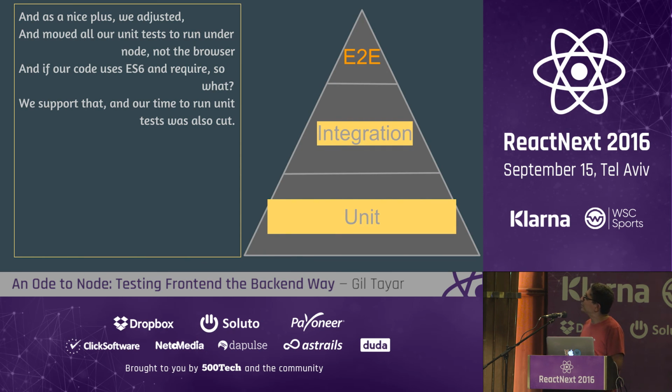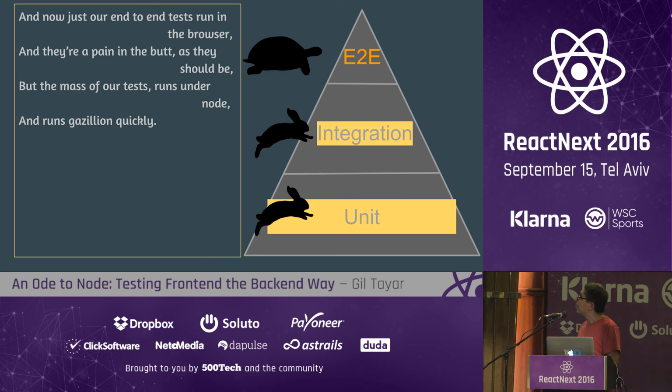And as a nice plus, we adjusted and moved all our unit tests to run under Node, not the browser. And if our code uses ES6 and requires, so what? We support that. And our time to run unit tests was also cut. And now just our end-to-end tests run in the browser, and they're a pain in the butt, as they should be. But the mass of our tests run under Node and run gazillions quickly.